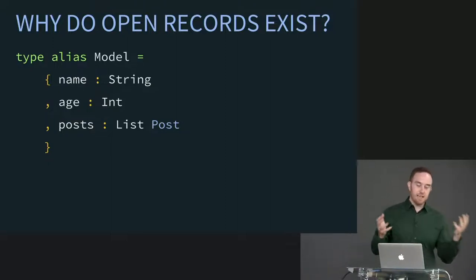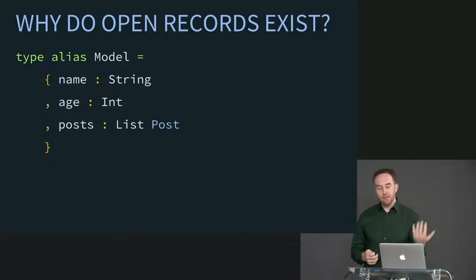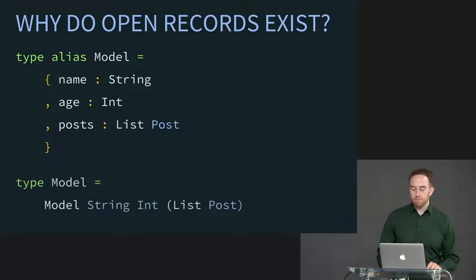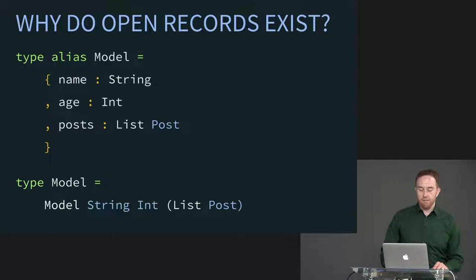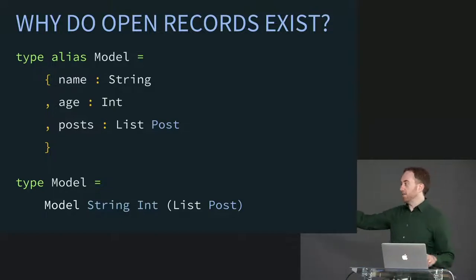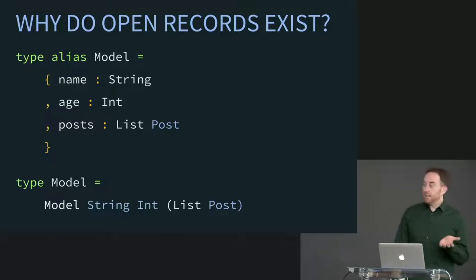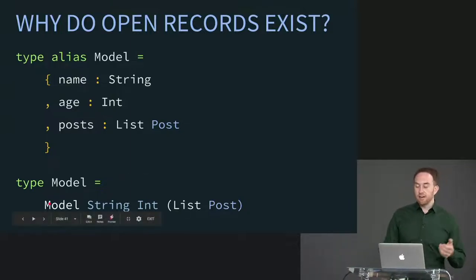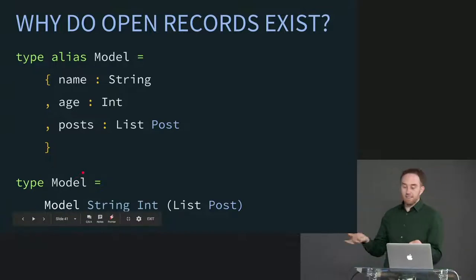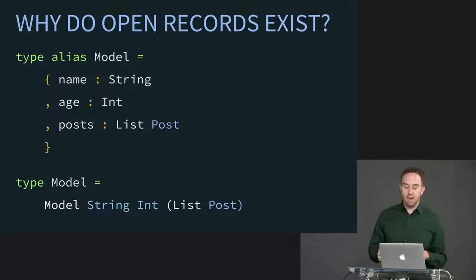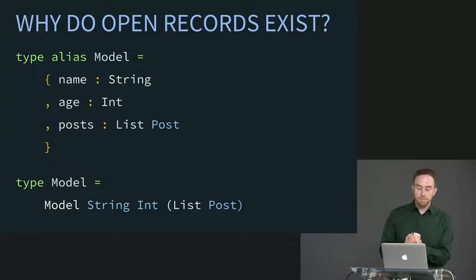Let's say I have type alias Model. It's got name, which is a string, age, which is an int, and posts, which is a list of posts. In comparison, I have type Model equals Model String Int (List Post). Now, we don't need a notion of records at all if we have custom types, as we can see here. Really, this model has the same information, right? In both cases, I've got one value named Model, and it holds on to a string, an int, and a list of posts.